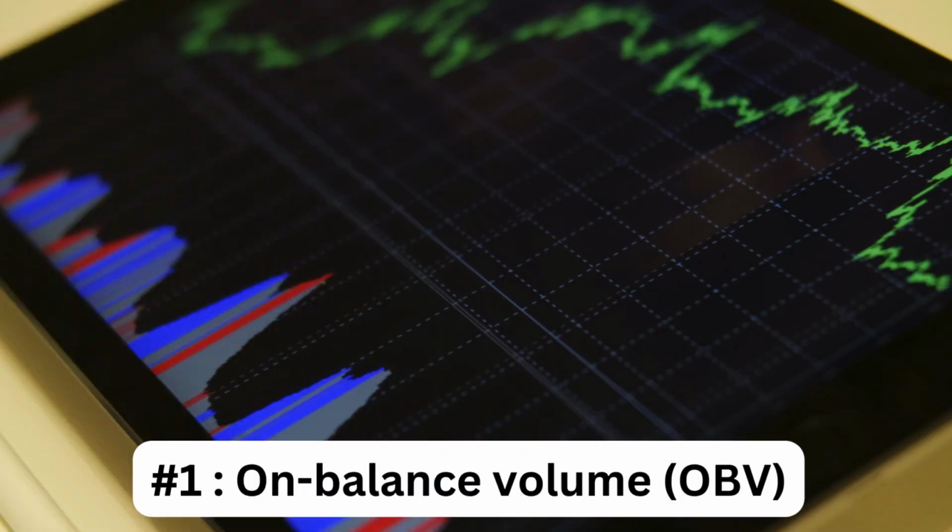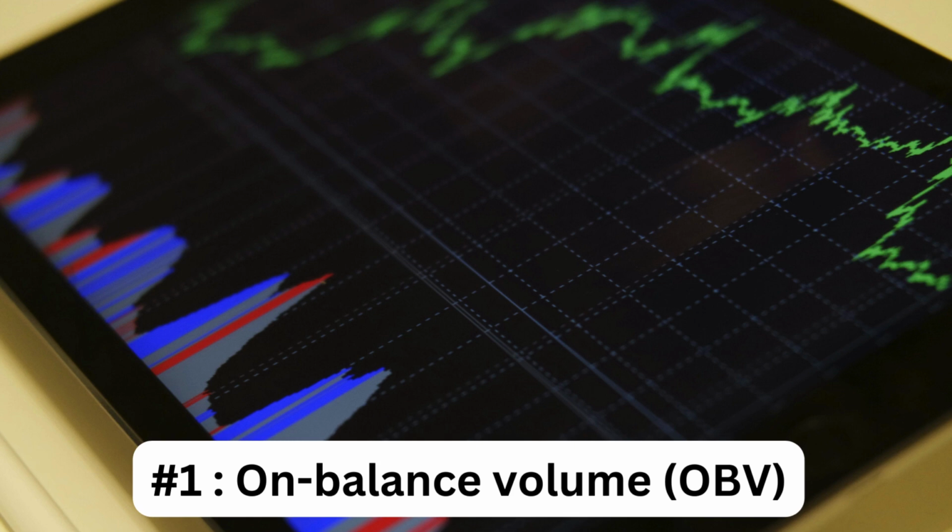Number 1. On-balance volume, OBV. Use the on-balance volume to measure the positive and negative flow of volume in a security over time. The indicator is a running total of up volume minus down volume. Up volume is how much volume there is on a day when the price rallies. Down volume is the volume on a day when the price falls. Each day volume is added or subtracted from the indicator based on whether the price went higher or lower.